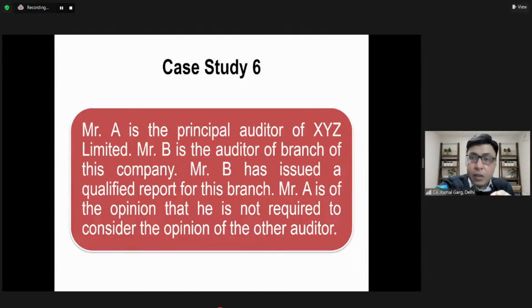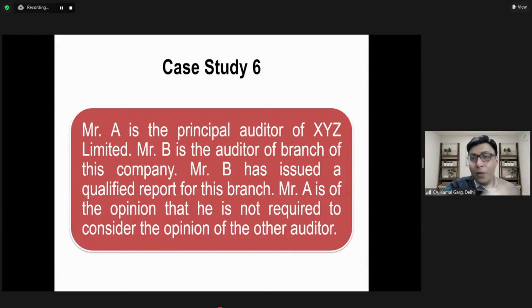Correct. That means this branch audit report may have an overall impact upon the audit report of the company as a whole, the reason being qualification in nature. So Mr. A is wrong if he says that he will not consider the qualified report. Mr. A has to consider the qualified report of the branch because qualification may have an impact upon the financial statements of the company as a whole. That is the reason in case study number 6, whatever Mr. A is saying is wrong. He not only is required to document the branch audit report, but he also needs to document how he considered the branch audit report.